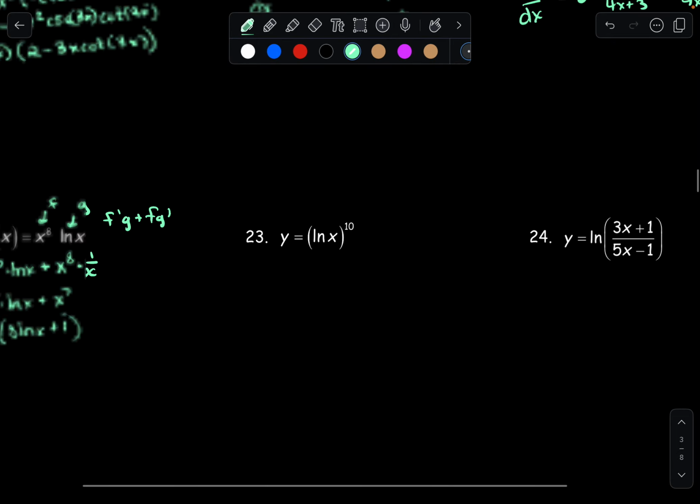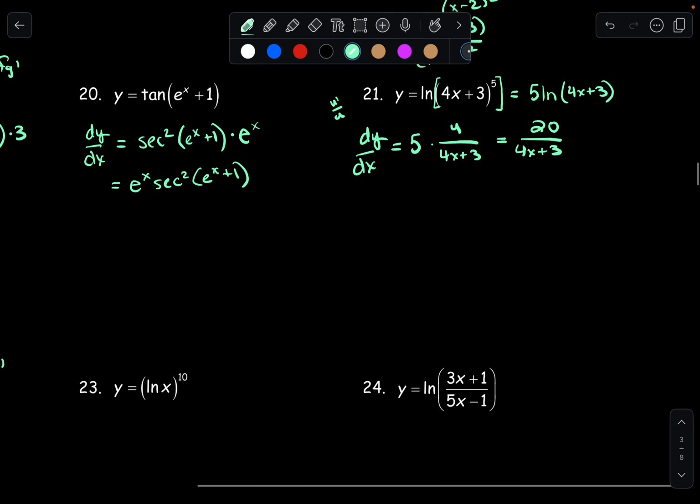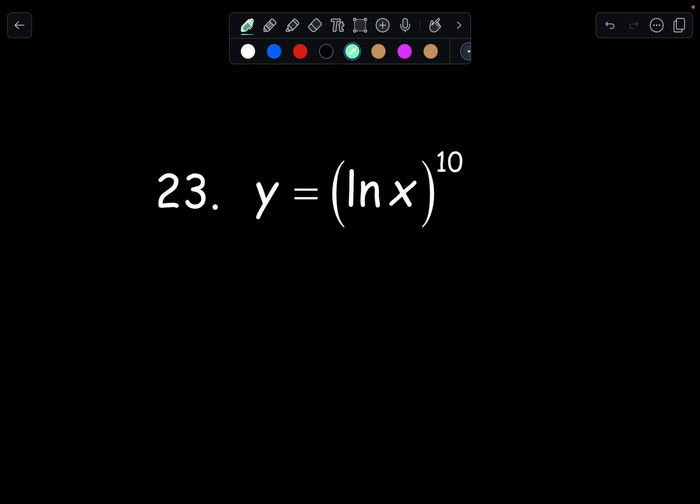23. Okay, this is what I was talking about. So 23 and 21 are very, very different, all right? Because now this 10 is showing that we are taking the entire log to the power of 10, not the function that's in the log to the power of 10.